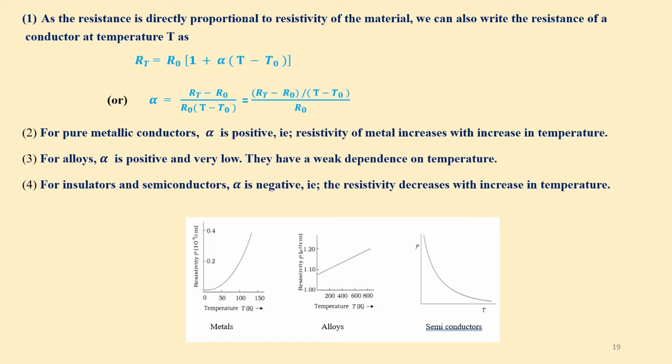Point number 4. For insulators and semiconductors, alpha is negative. That is, the resistivity decreases with increase in temperature. Now from the following 3 graphs, respectively for metals, alloys and semiconductors, we can understand how the resistivity of the material varies with variation in temperature.